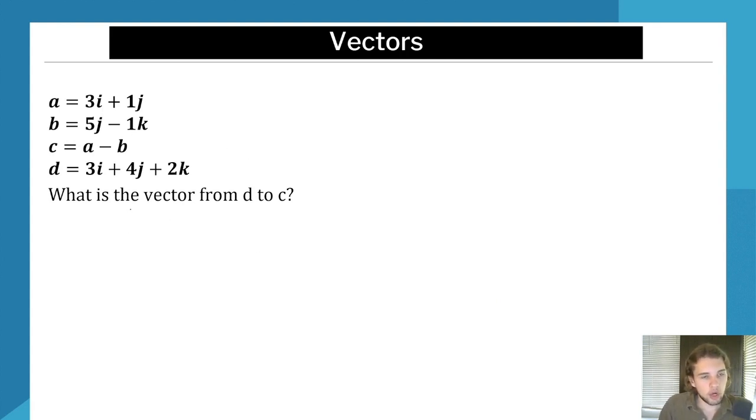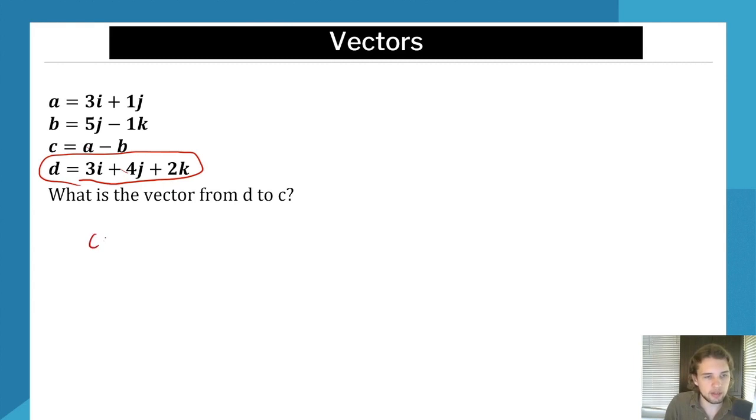So we're going to work with addition and subtraction with these 3D vectors. Now A is 3i plus 1j, so that's our normal 2D. B is 5j minus 1k, so that is in our 3D space now, because we're moving up the z-axis with that k involved as well. Then we have C is A minus B, D is 3i, so that's a full 3D vector with all three components. So what is the vector from D to C?